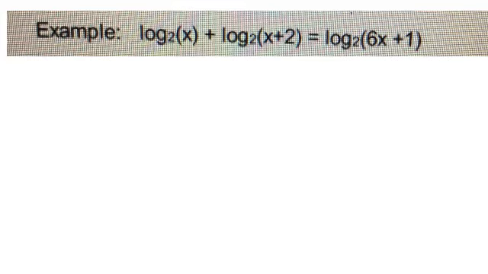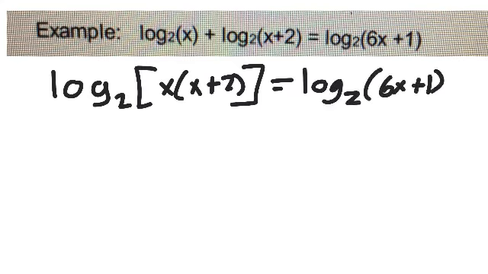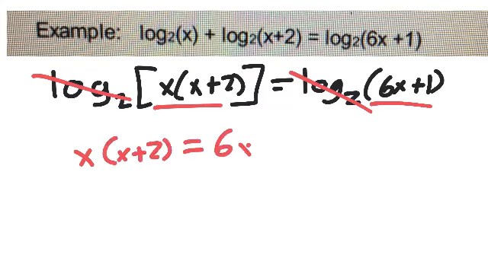Okay, so now I have multiple logarithms that are being added on the left. But they all have a base of 2. So remember, when we have logs with the same base being added, we can rewrite their arguments through multiplication. So that's log base 2 of x times x plus 2 equals log base 2 of 6x plus 1. Now I have log base 2s on both sides. So this is going to be new. If I have a log base 2 of both sides, then the arguments must be equal. So we can basically drop the logarithms, which means what's on the inside must be equal to each other. So x times x plus 2 equals 6x plus 1.